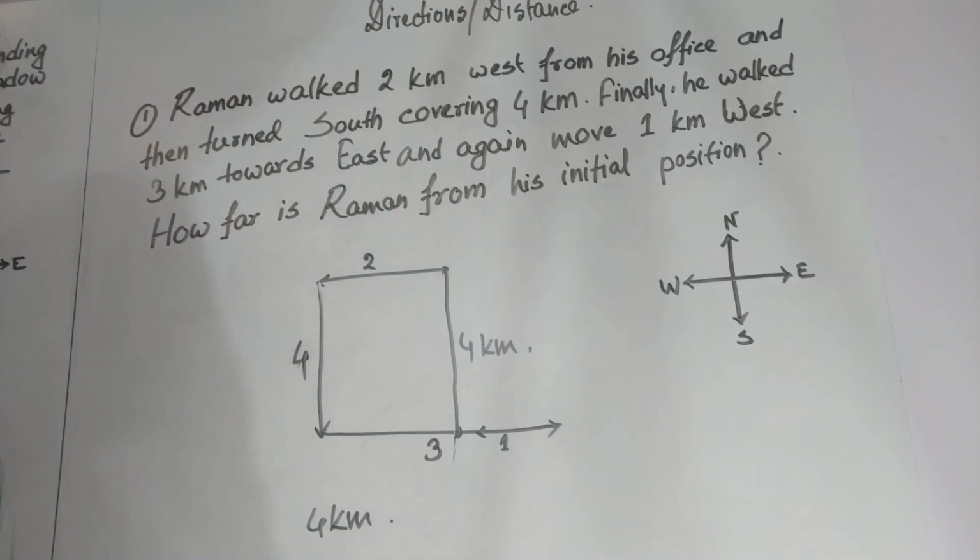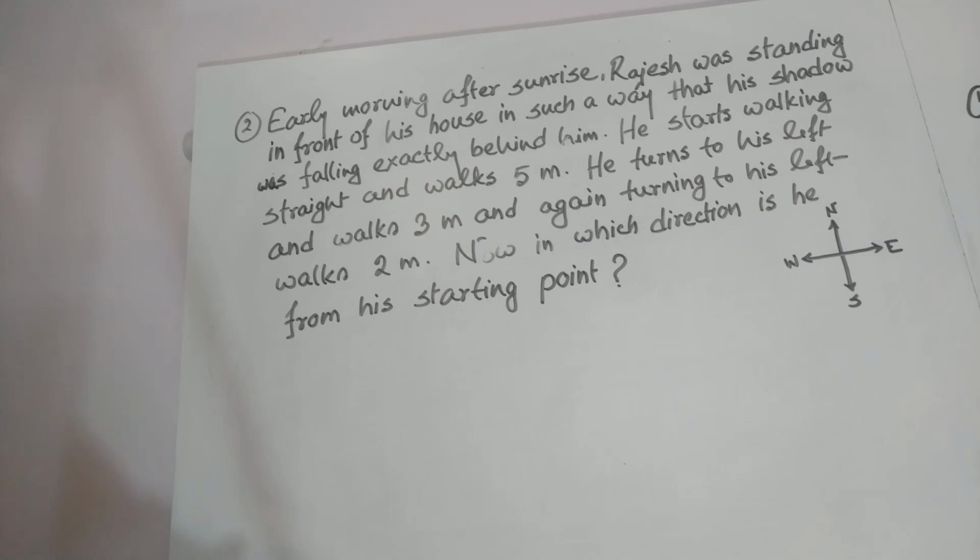Next, early morning after sunrise, Rajesh was standing in front of his house in such a way that his shadow was falling exactly behind him. He starts walking straight and walks 5 meter, right? He turns to his left and walks 3 meter, and then again turning to his left walks 2 meter. Now in which direction is he from his starting point?